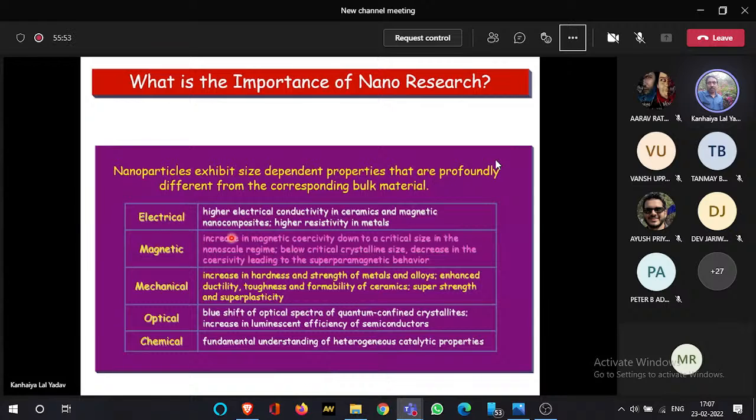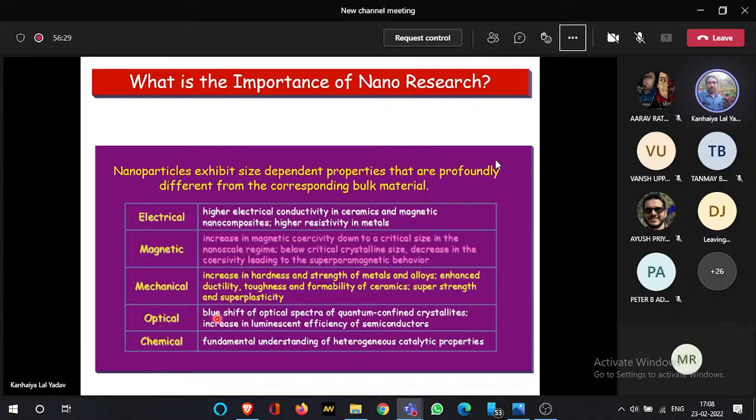See here in this slide, it is electrical properties. You have a higher electrical conductivity in ceramics and magnetic nanocomposites. Then I have higher resistivity in metals with nano size. And when you go for magnetic, there is an increase in magnetic coercivity down to a critical size in the nanoscale regime. Then mechanical properties: hardness and strength of metals and alloys increase, with enhanced ductility, toughness, and formability of ceramics. Super strength and super plasticity are increased.